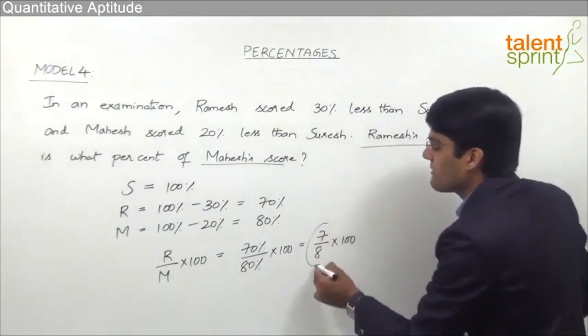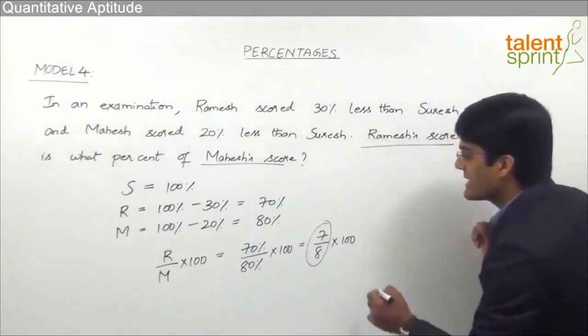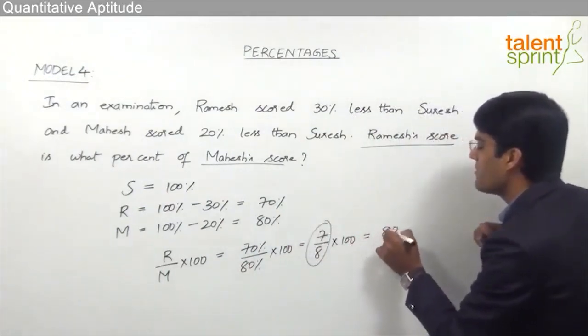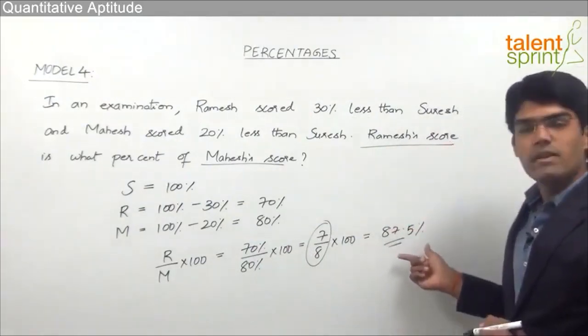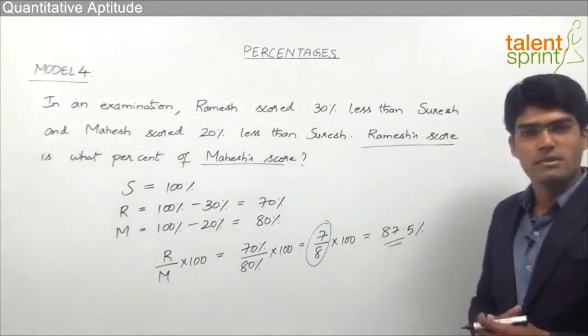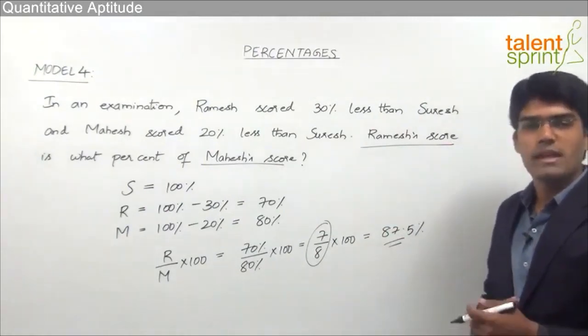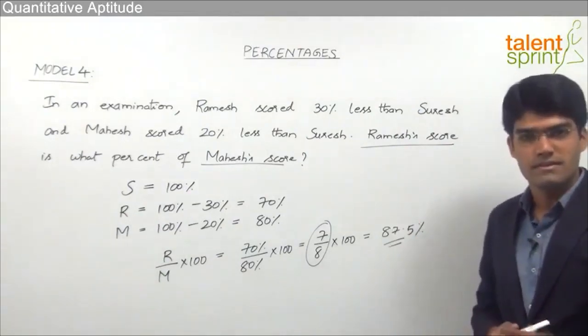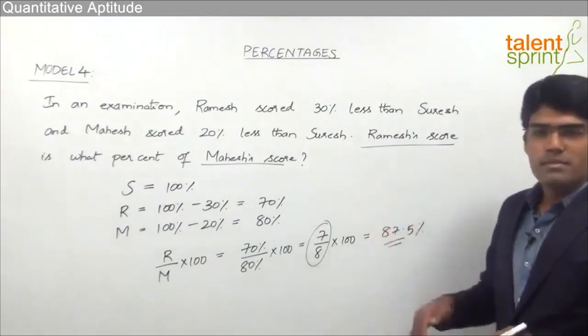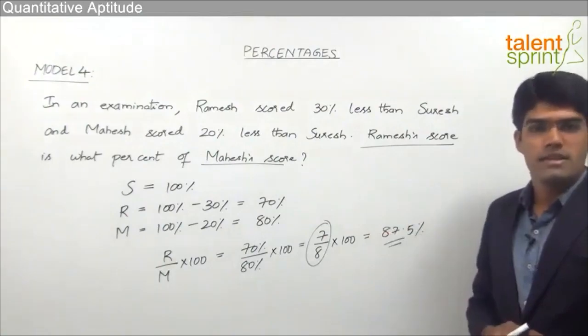And from the knowledge of fractions, we must be able to say that 7 by 8 is equal to 87.5%. So we can say that Ramesh's score is 87.5% of Mahesh's score. So this is how we can apply the concept, that is x is what percent of y, in solving certain questions. But generally, this concept is more frequently asked when it comes to data interpretation.